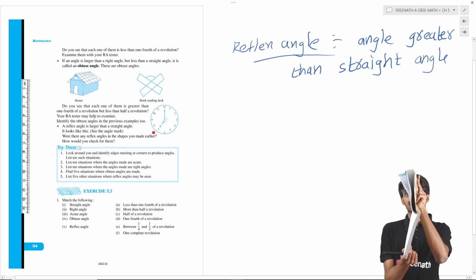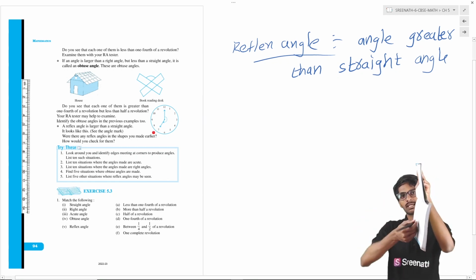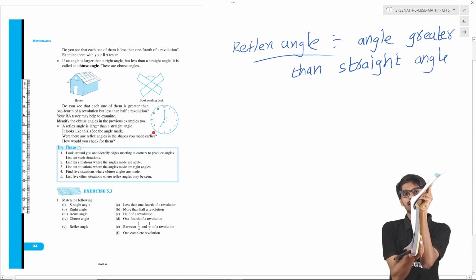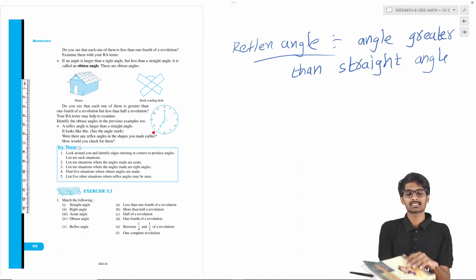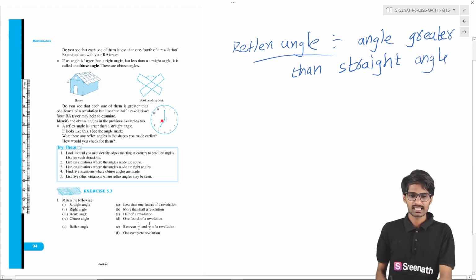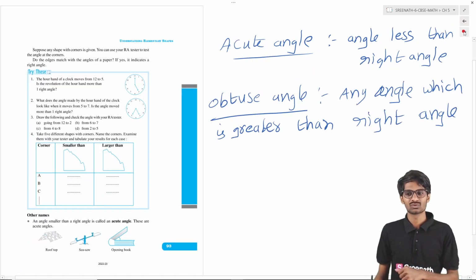So this is the straight angle for the book, students. Suppose you are measuring from this side to this side, and suppose the angle is like this, so it is a reflex angle. Why? Because this is the straight angle, and it is greater than the straight angle, so we call it the reflex angle. So this is about the reflex angle, obtuse angle, and acute angle, students.